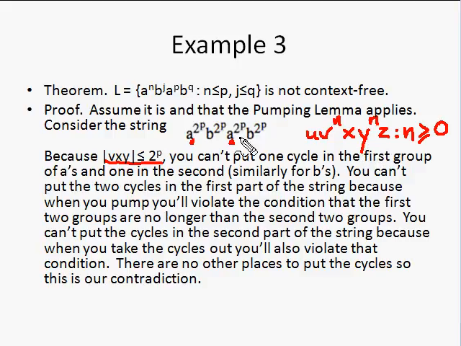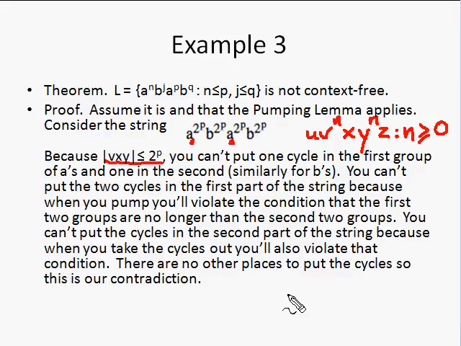Well, suppose you put your cycles out here. Now these letters all have the same counts. This group of A's is exactly the same count as this group of A's. If you put a cycle here and then you take that cycle out, then this group gets smaller than that group, and that fouls up the string. Same for the B's if you put the cycle there. So that's the argument that you need for this particular language.